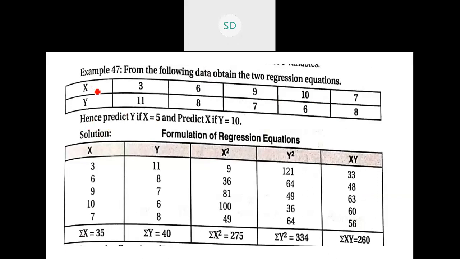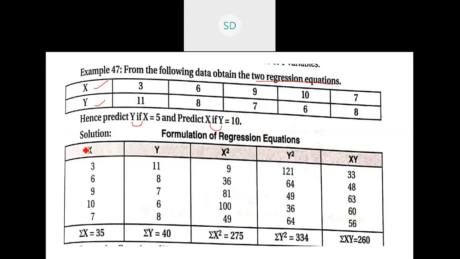We have the data of x, we have the data of y, and we are supposed to obtain both the regression equations. Both regression equations: y on x is the first regression equation and x on y is the other regression equation. So to find these regression equations, first we will only concentrate on the y on x regression equation. We wrote down all these values in the solution with the heading formulation of regression equations.